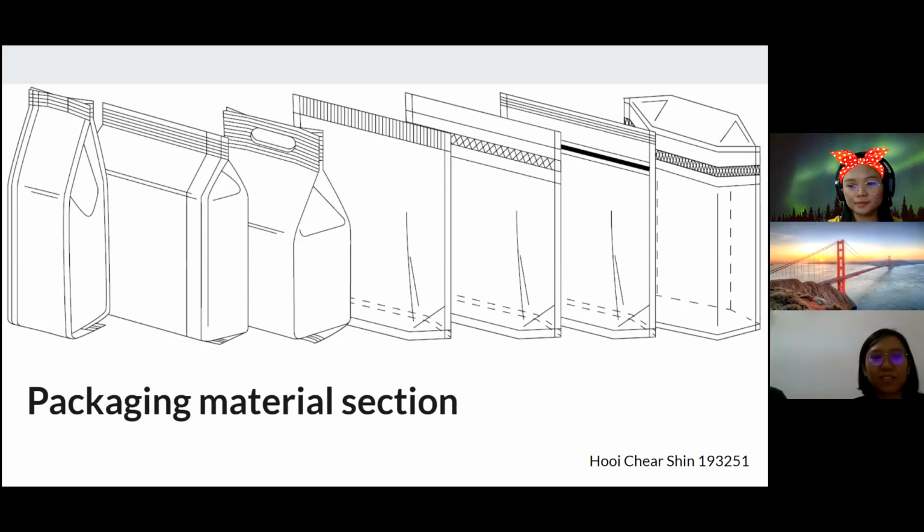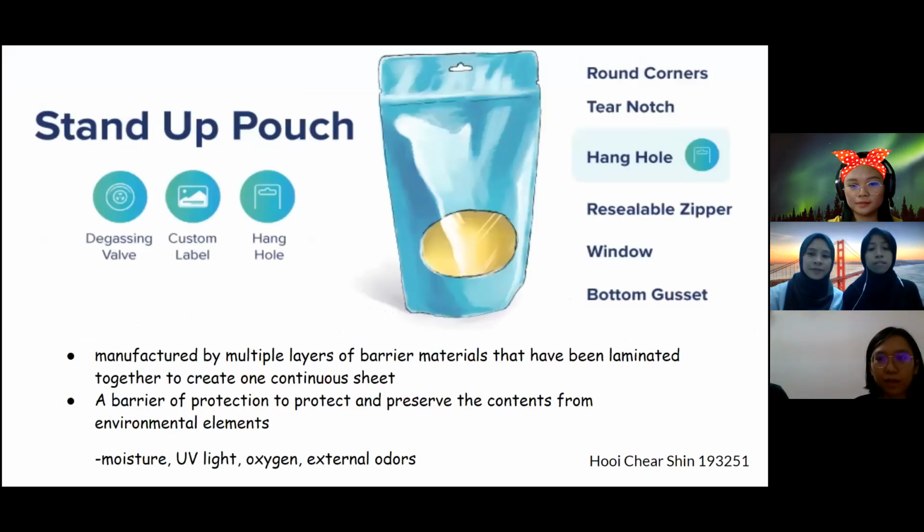My name is HOOI, and now I'm going to discuss the packaging material section. The suitable packaging for freeze-dried mango has a few choices, but at the end we chose the stand-up pouch as our packaging choice. And this is the design of the stand-up pouch.